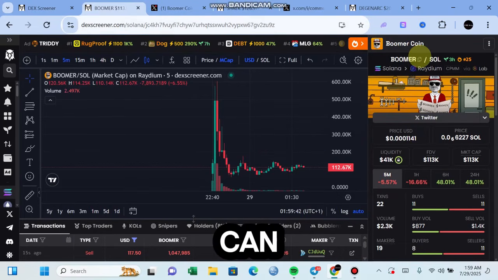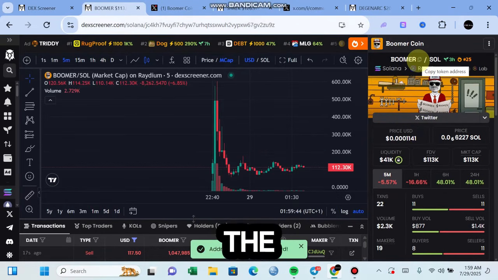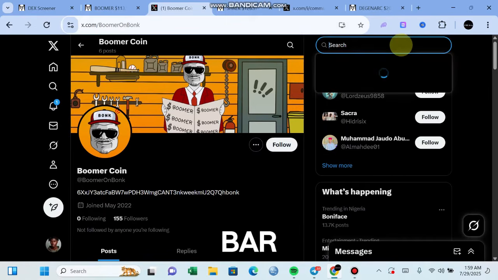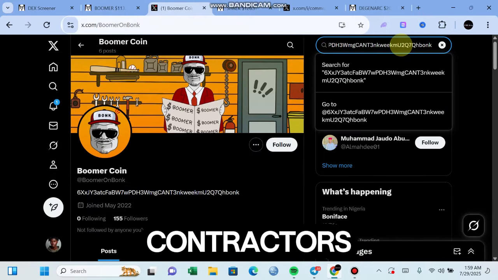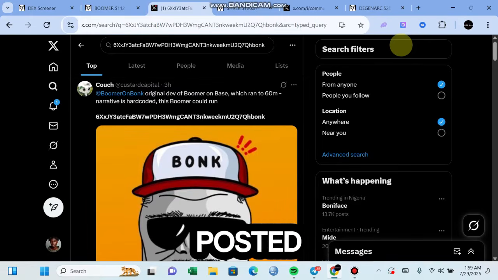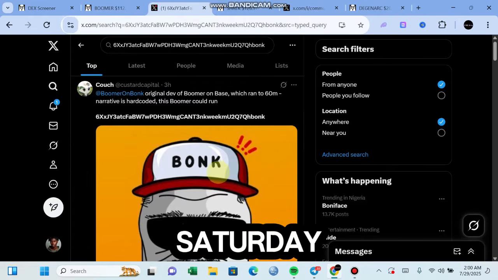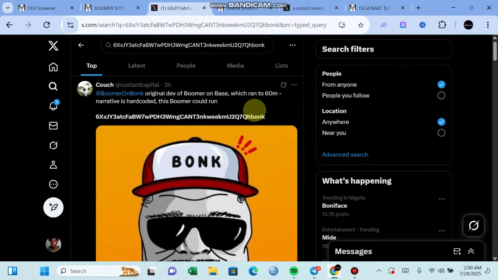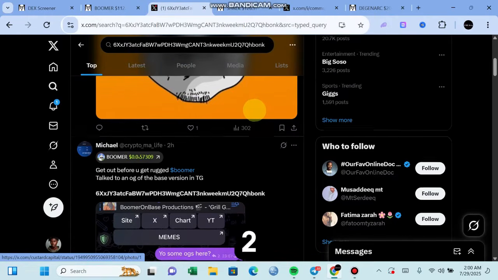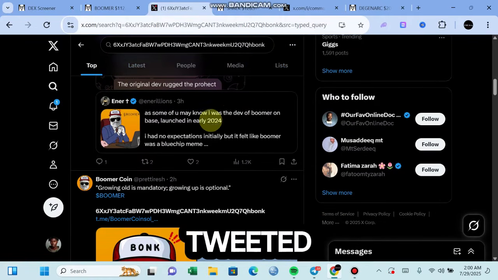On this page, you can copy the CA. This is to copy the CA and then head over to Twitter. On Twitter, come to this search bar, paste the contract address of the CA and hit search. If you see top accounts posted about it, you know that this coin will do well. As you can see, the last time they tweeted about this was about 1 hour, 2 hours, 4 hours ago. That's the last time they tweeted about this particular coin.